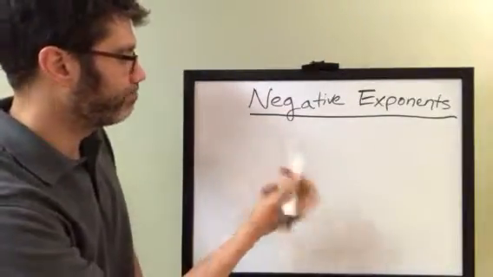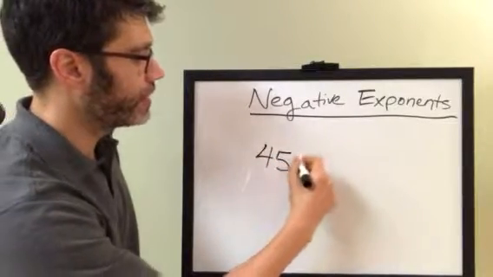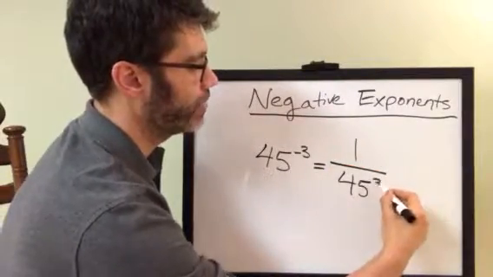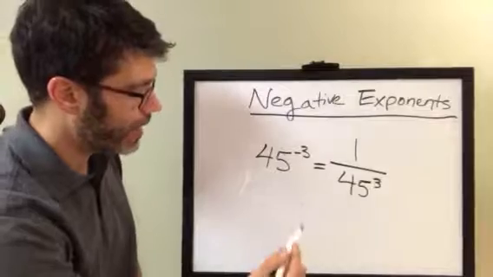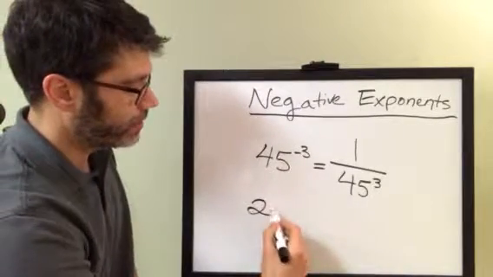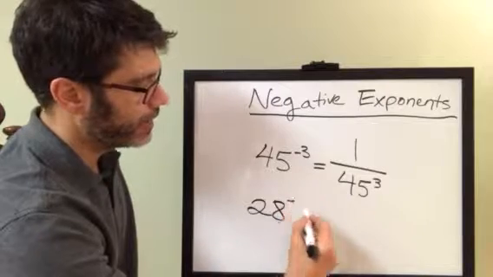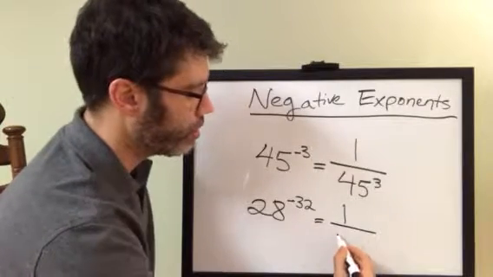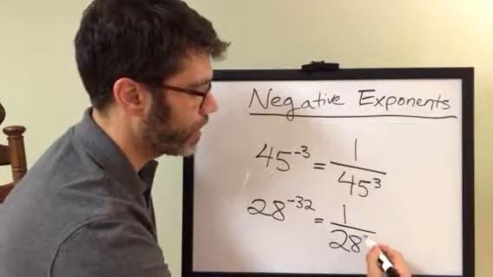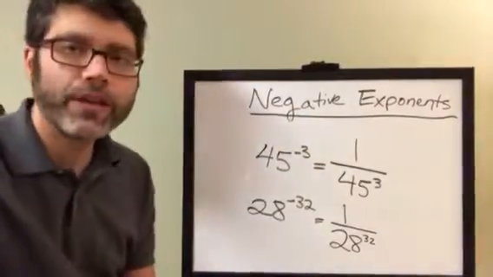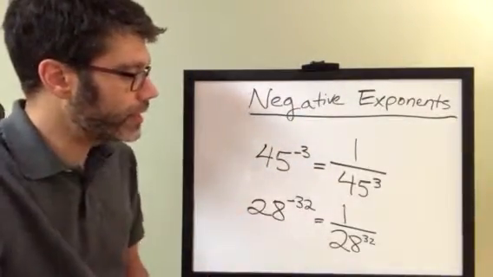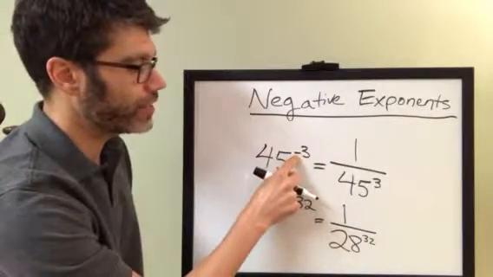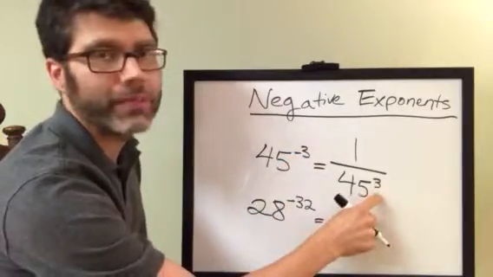Let's say 45 to the negative 3rd. That equals 1 over 45 to the positive 3rd. Okay? How about 28 to the negative 32nd? That would be the same thing as 1 over 28 to the positive 32nd. So this is a really quick way for us to go from a form that has a negative exponent to rewriting it with only positive exponents.